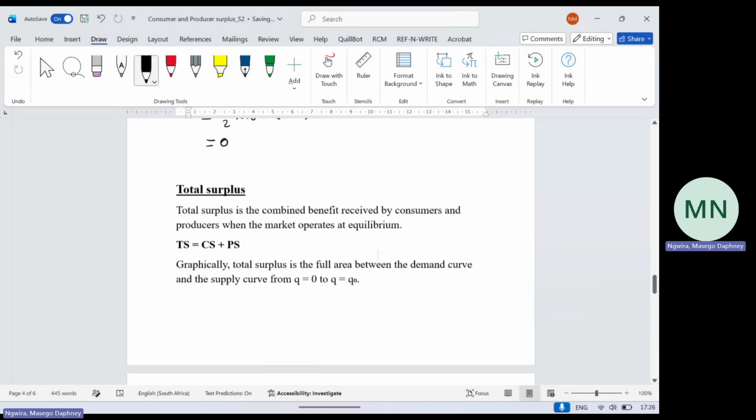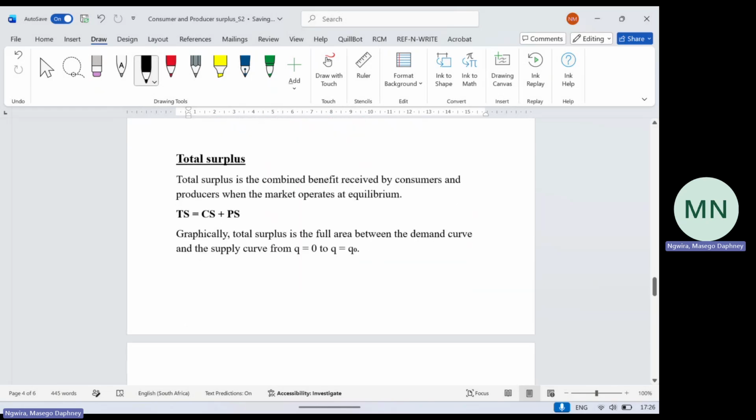Okay, now let's go to total surplus. Total surplus is the combined benefit received by consumers and producers when the market operates at equilibrium. Okay, so when we calculate the total surplus, it's going to be the consumer surplus plus the producer surplus.